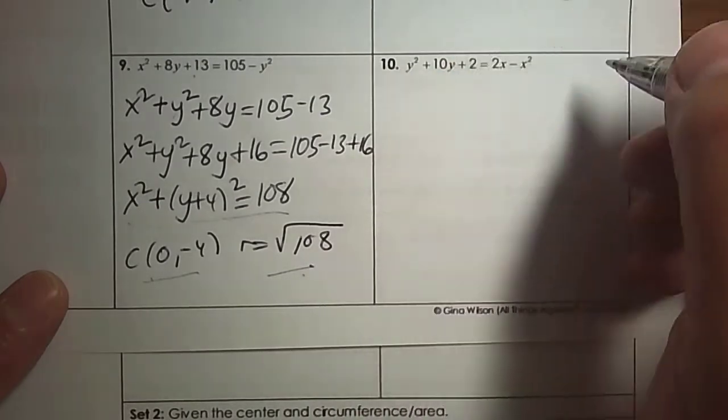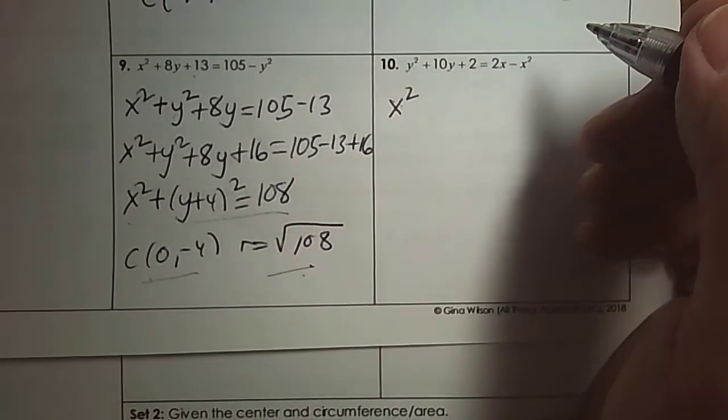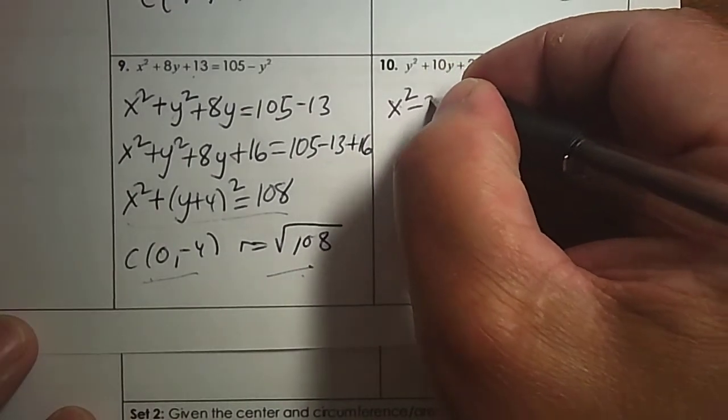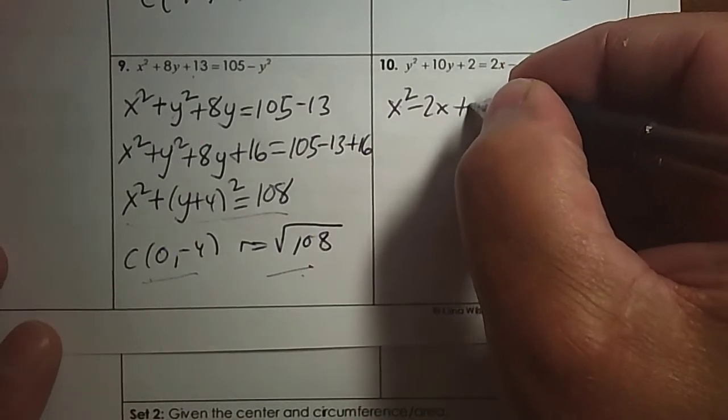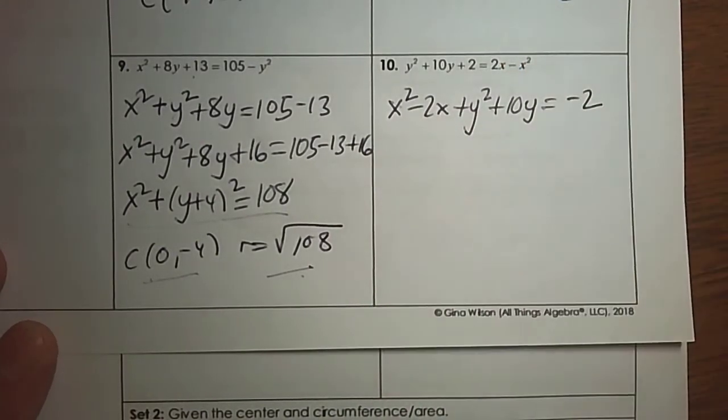y squared and 10y. Notice we have a negative x squared. We need to add it. It needs to be positive. The x squared and y squared need to be positive for a circle. So we need to add x squared and subtract 2x. We already have y squared and 10y. And then we're going to subtract 2 to the right side.